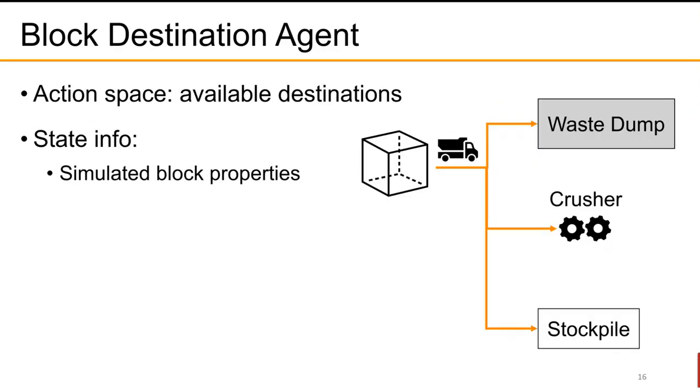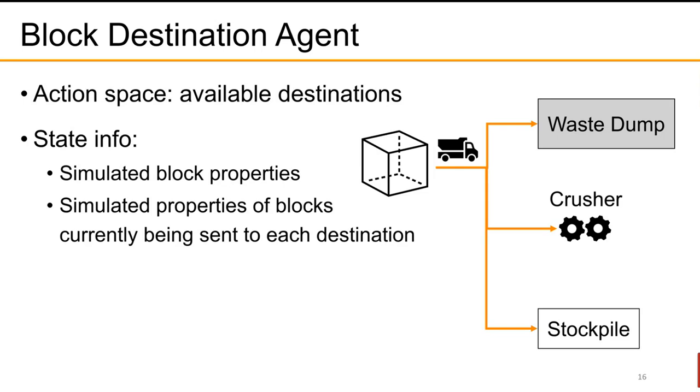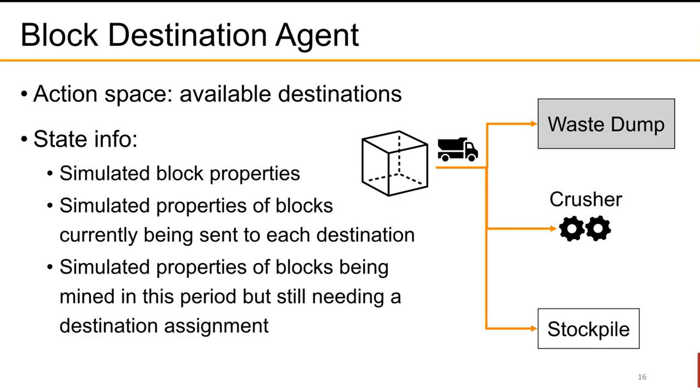Looking at the destination agents, we have the different destinations that are available in the mining complex as the possible actions. In terms of the state, the information that we will show to the agent would be the simulated block properties for the given block that's being looked at. We're also going to give the simulated properties of the blocks that have already been scheduled to destinations, as well as the properties of the blocks that are supposed to be mined in this period, but have not been given a destination yet. And so the agent will be able to understand where this block stands relative to the other material that we mine and pick an appropriate destination.